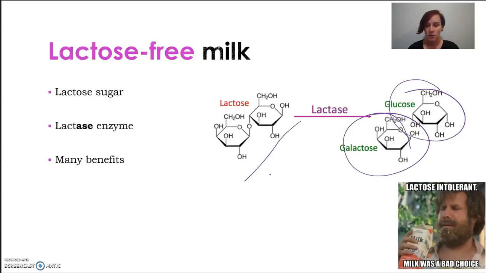Now, we'll go back. Some of the benefits of that are that these two sugars are actually a lot sweeter on their own than lactose, so you don't have to add any sugar to some products. It also makes a different kind of ice cream texture when it freezes, and glucose and galactose can be fermented quicker, so you can make better cheeses and yogurts.